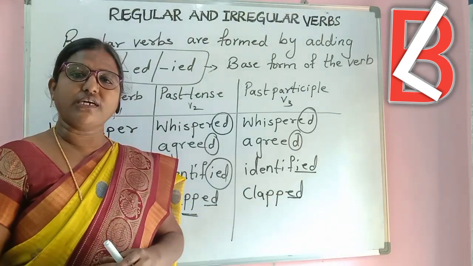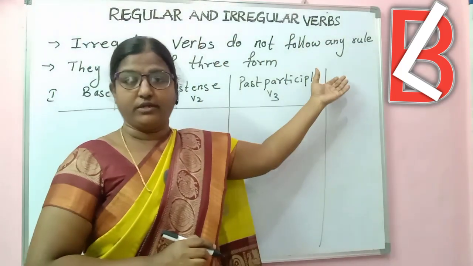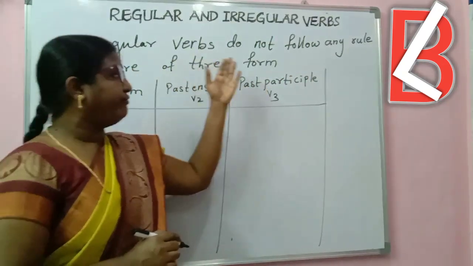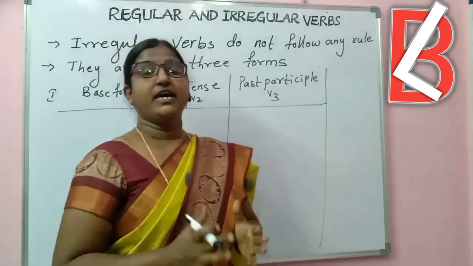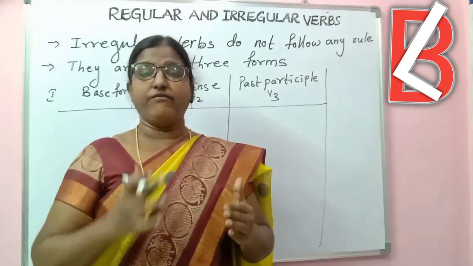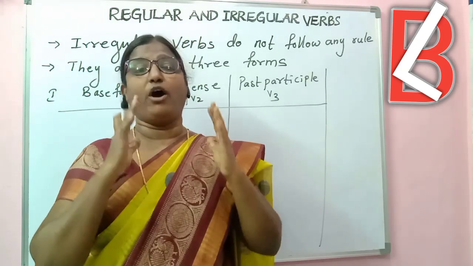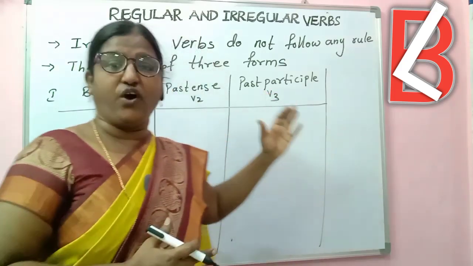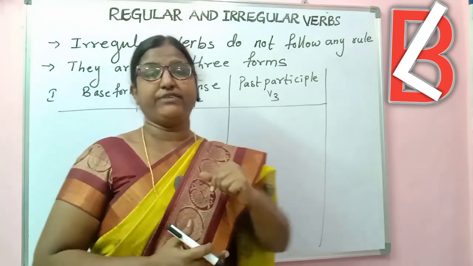Let us see what are irregular verbs. Irregular verbs do not follow any rule. Irregular verbs are of three forms. In our daily communication, when we communicate with each other, we use 70% irregular verbs. Let us see the first form.